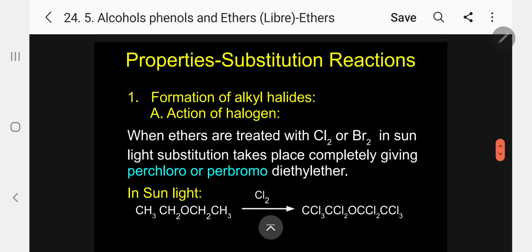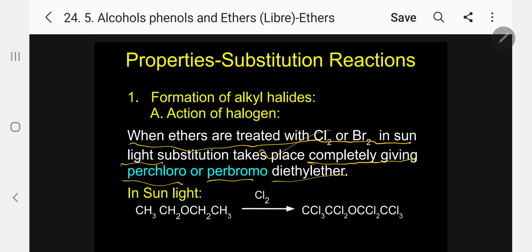Whereas in the presence of sunlight, kindly follow, when ethers are treated with chlorine or bromine in sunlight, substitution takes place completely, giving perchloro or perbromo diethyl ether. All the hydrogens present will be substituted, because the energy is provided by sunlight. So when you use chlorine here, how many hydrogens? 5 into 2, 10. So 10 chlorine atoms are used here.